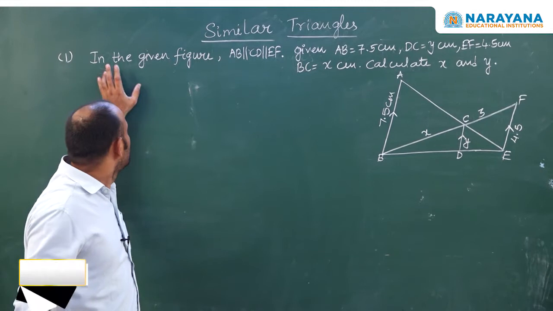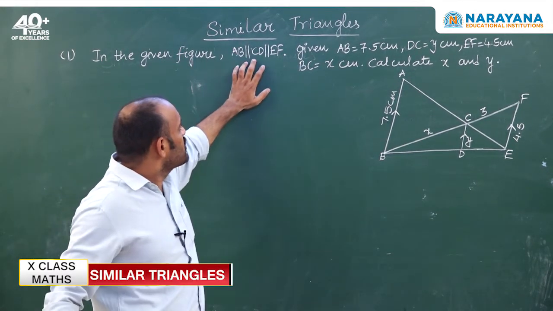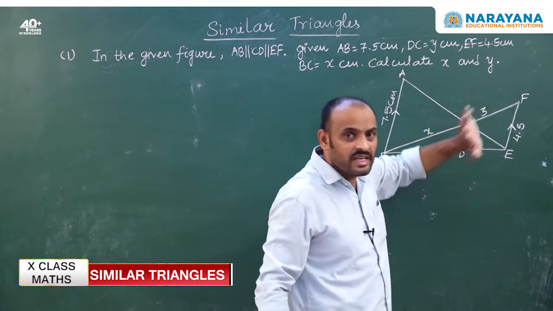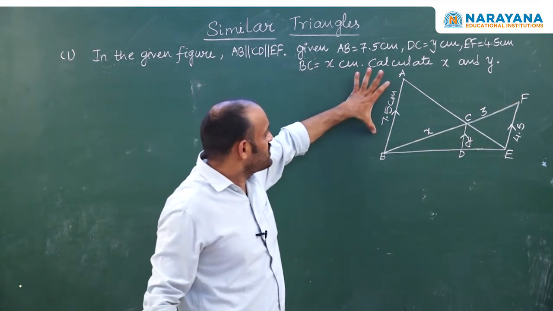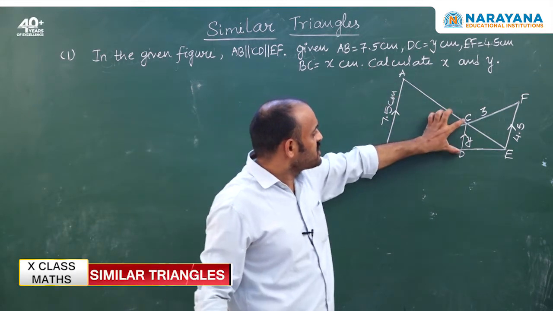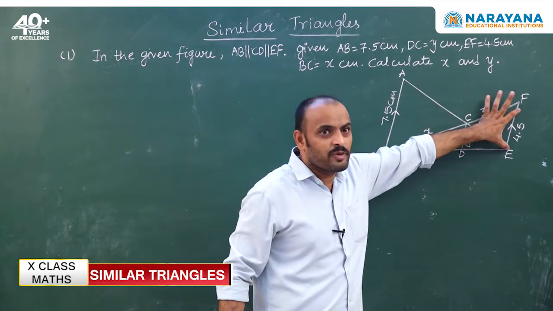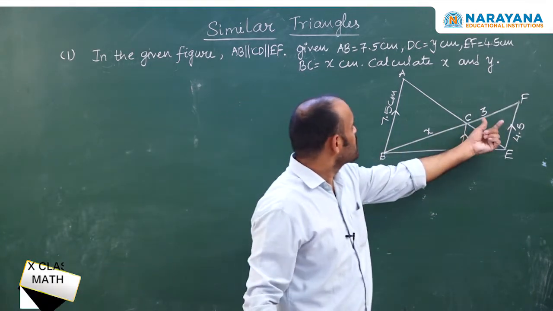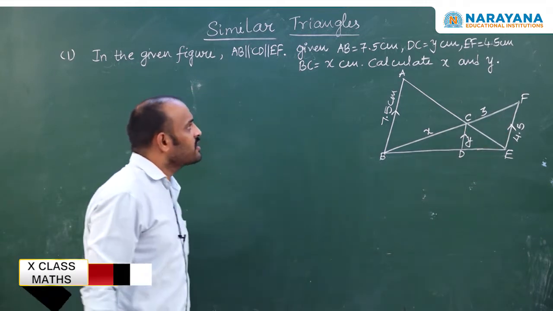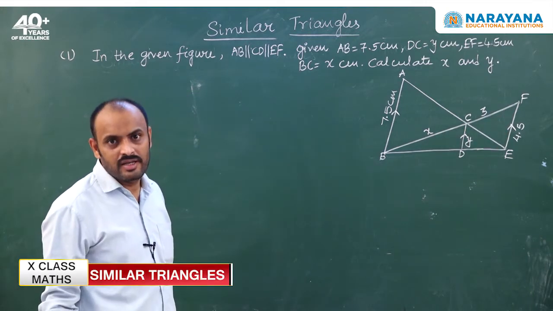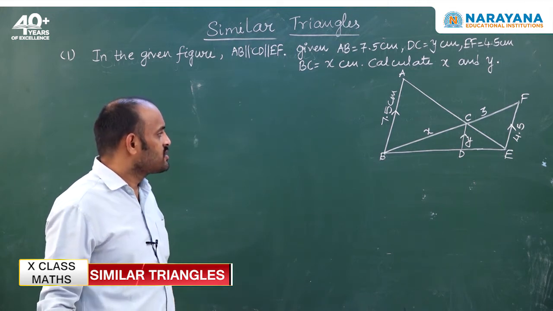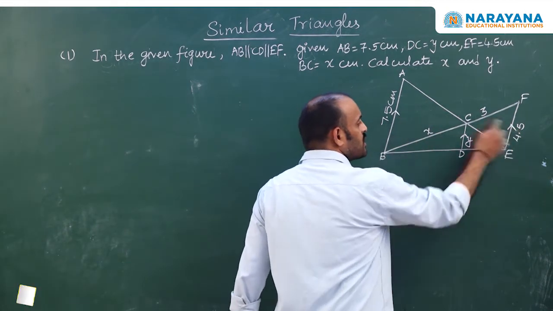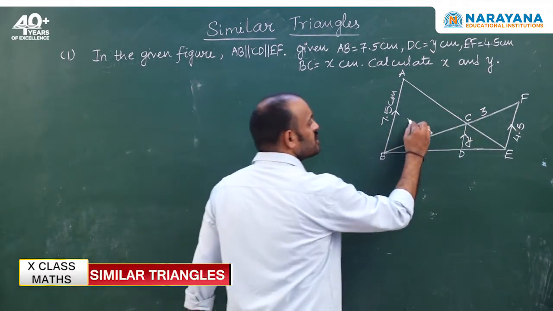See the first question. In the given figure, AB is parallel to CD is parallel to EF. Given that AB is 7.5 centimeters, DC is y centimeters, EF is 4.5 centimeters, and BC is x centimeters, and CF is 3 centimeters. Now, calculate x and y. If you observe, these two sides are parallel. I will consider these two triangles.